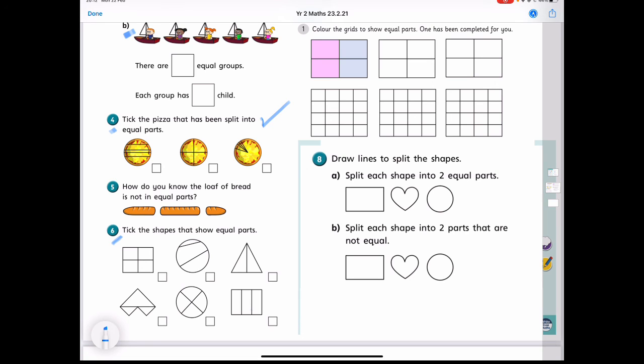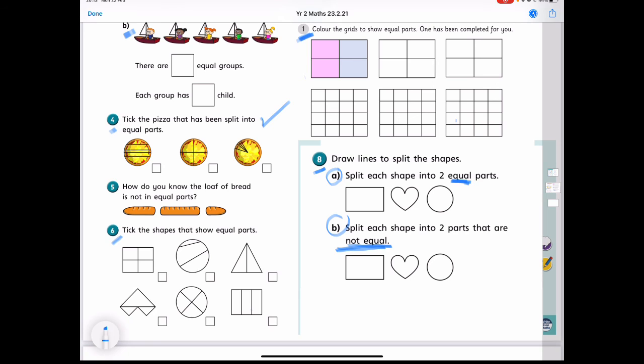Then I've done some customization. So for this question, you need to colour the grids to show equal parts. One has been completed for you. So colour in all of the grids so they show equal parts. And then for the last question, what you need to do is draw lines to split the shapes. But question A, I want equal parts, and question B, I want not equal parts, so unequal parts.